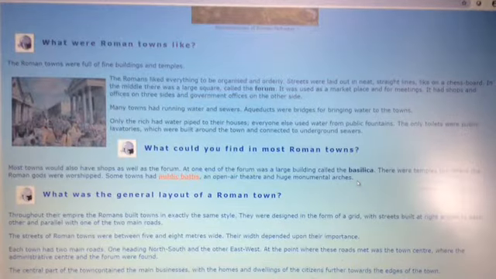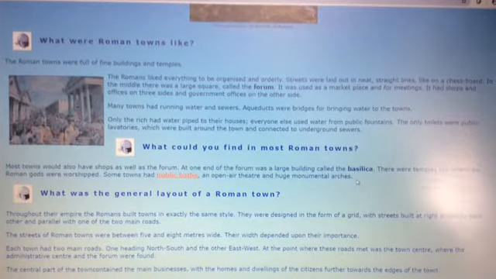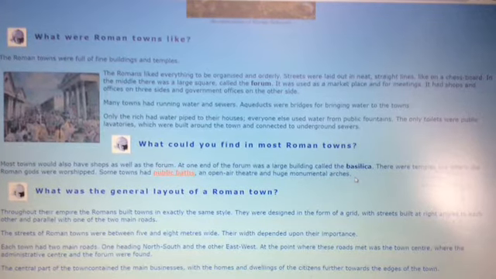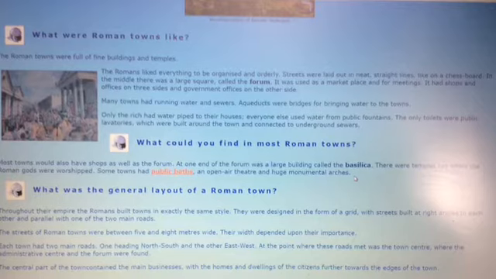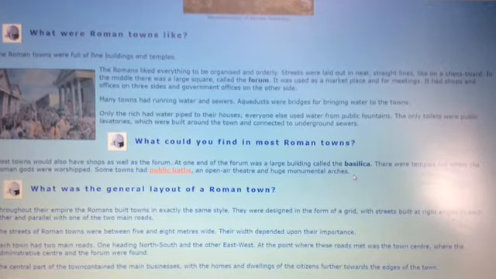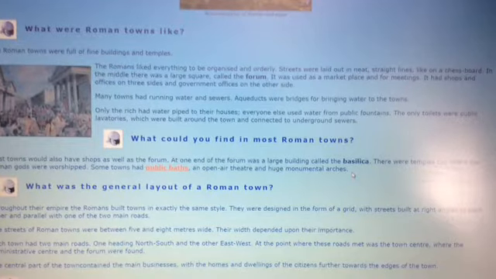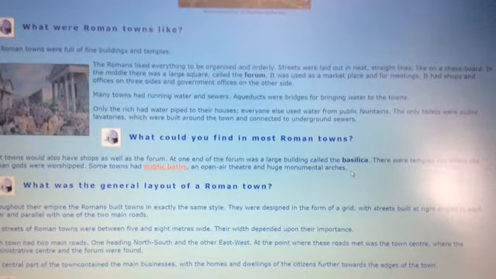So what else could you find in most Roman towns? Well, most towns would have had shops as well as the forum. At one end of the forum was a large building called a basilica. There were temples too where the Roman gods could be worshipped. Some towns had public baths, there were even open air theatres and huge monumental arches.